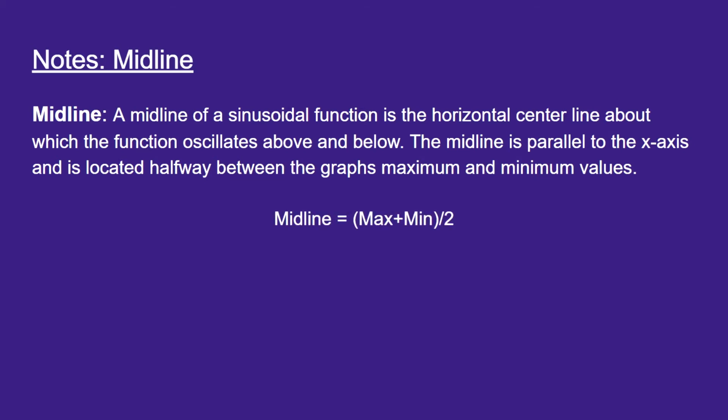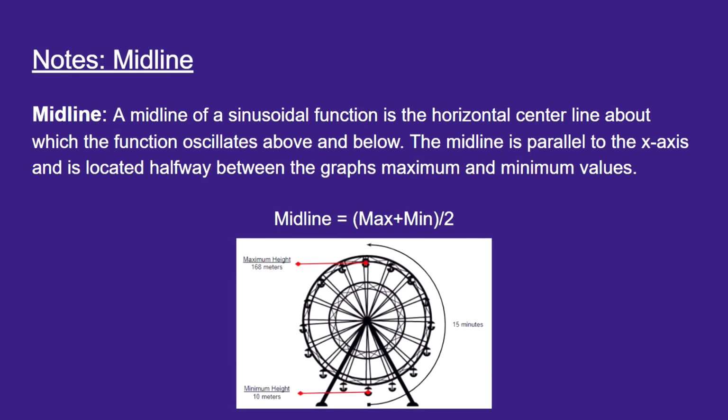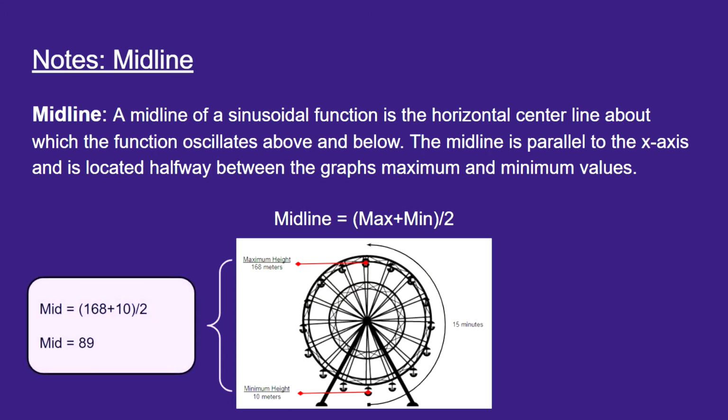You can always calculate the midline of a function by just finding the average of its values, the maximum plus the minimum divided by 2. So for example, in my Ferris wheel here, we saw that the maximum was 168, the minimum was 10. So if I add those and I divide by 2, I get that the midline would be here at 89 meters, right? And that was straight out of our week 3 mastery assessment, I believe.